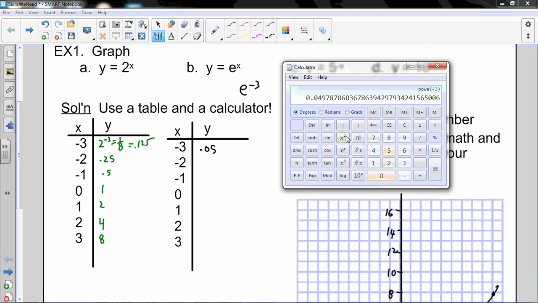I'll put in my minus 2, clear, clear, 2, make it minus, and then go e to the exponent that. That's going to be 0.135-ish.